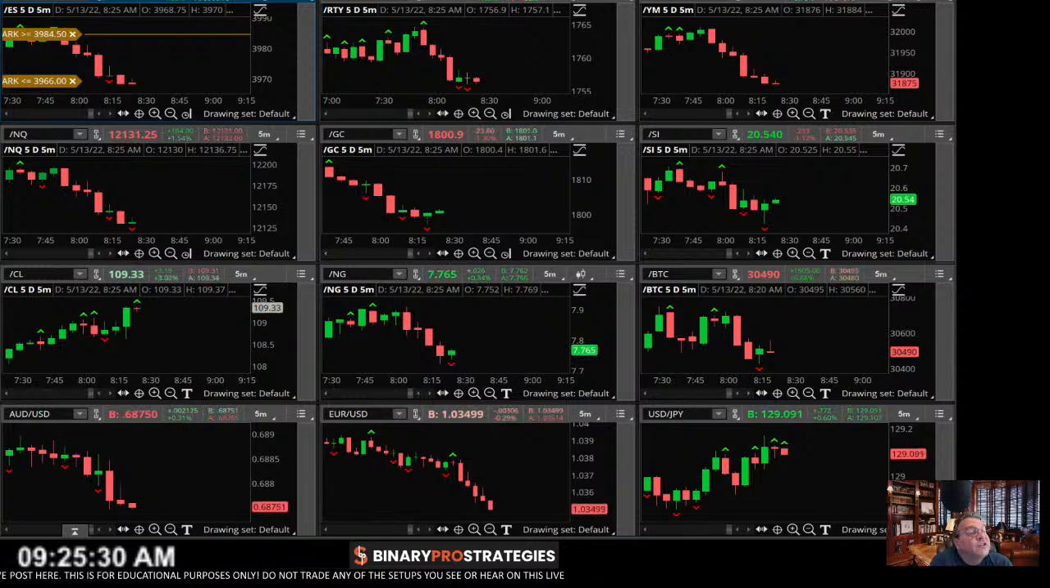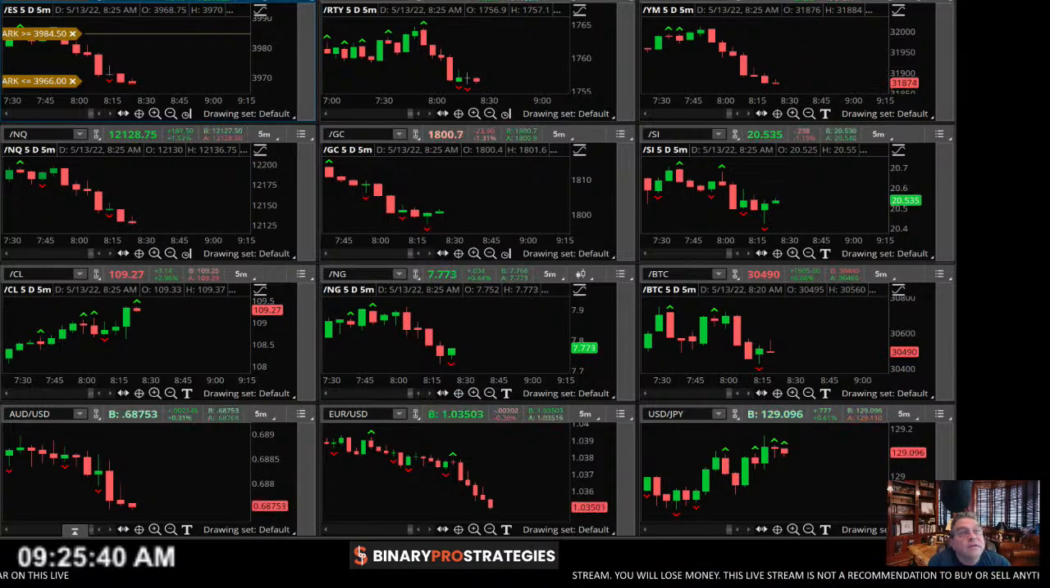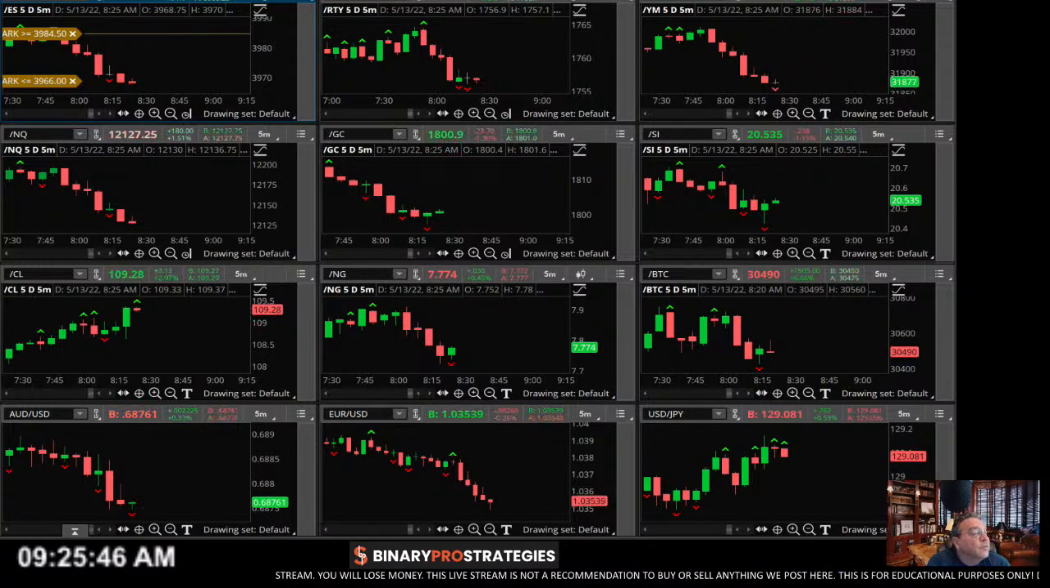Each pattern has its own rate of success. Some tend to be stronger than others. All run 70% and plus, but some run higher depending on the particular pattern.